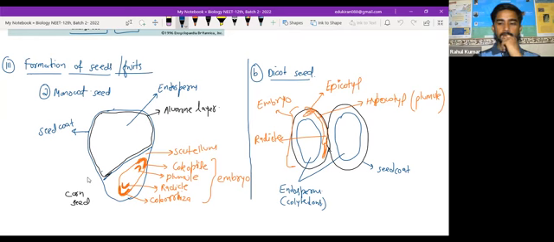Okay. Write down parts of a seed. Seed is the most important part of a sexually reproducing plant, as they contain the embryo inside and are capable of giving rise to a new plant.